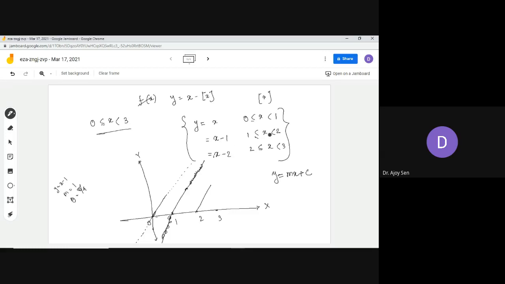If you see at or very near to 2, the value of y goes to 1. So the height is 1, and at the very start, at the point 1, the height is 0. So all the heights go from 0, increasing from 0 to 1. This is also 0 to 1. This is also 0 to 1. So we have discontinuity at these points.